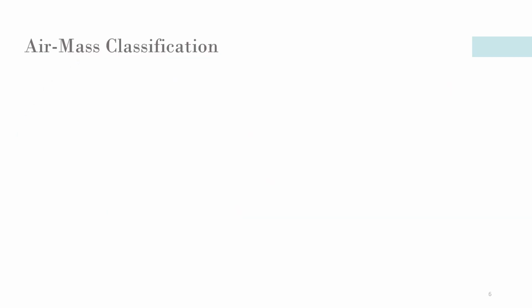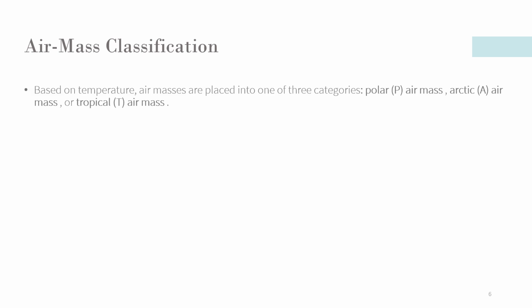When you classify these air masses, you have a specific classification that is based on temperature. Air masses are placed into three categories. First is the polar air mass, and then we have the Arctic air mass, and then we have the tropical air mass. The temperature differences between polar and Arctic are usually small and simply serve to indicate the degree of coldness of the respective air masses.